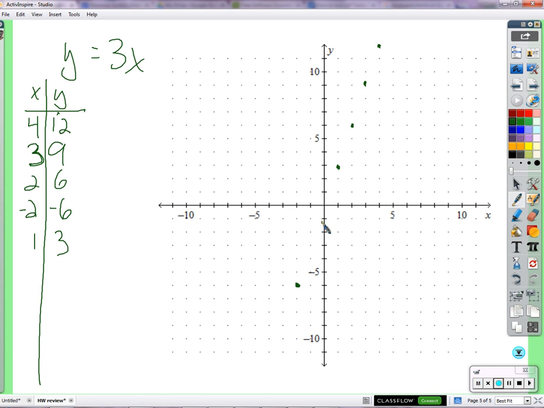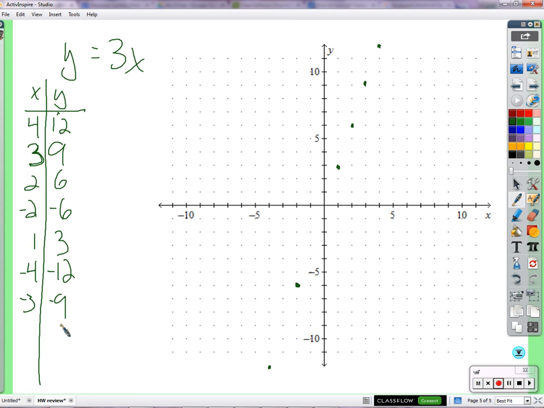-4, -12. -4, you said? Yeah, -4, -12. What do you think about that, everybody? Yeah, 3 times -4 is -12. Okay. More and more, Sean? -3, -9. -3, -9, what do you think about that?